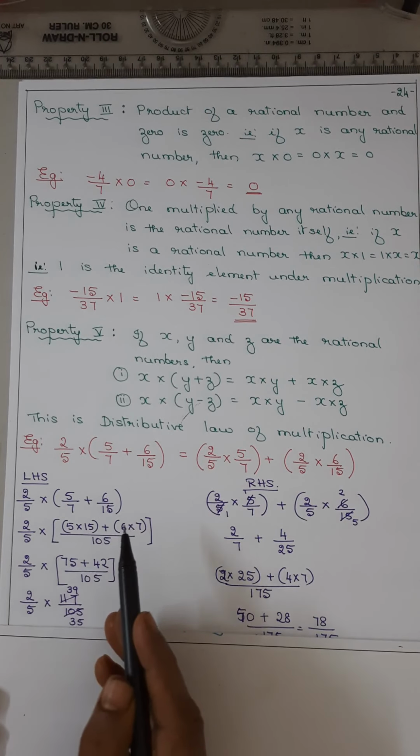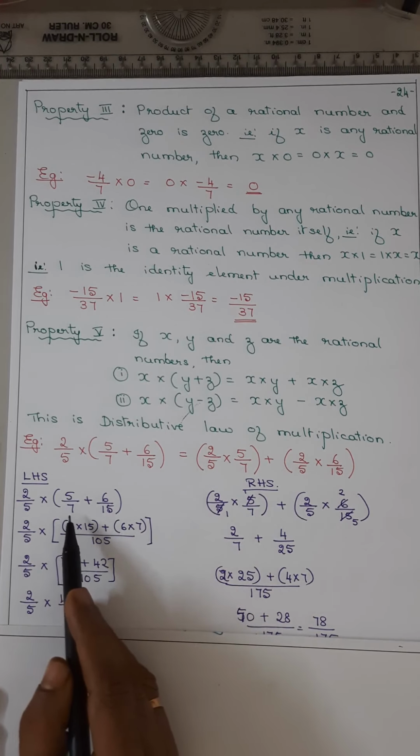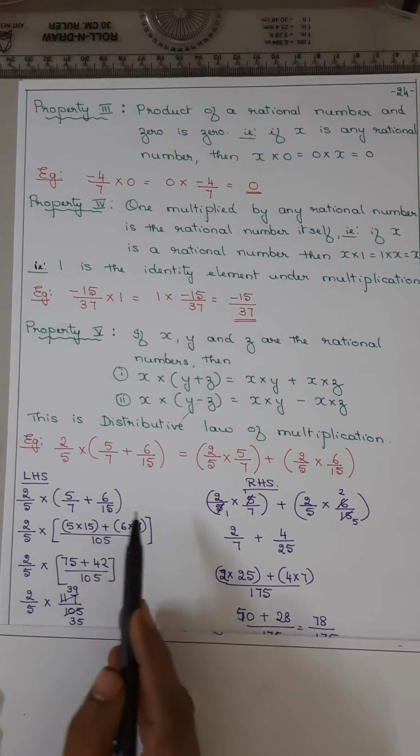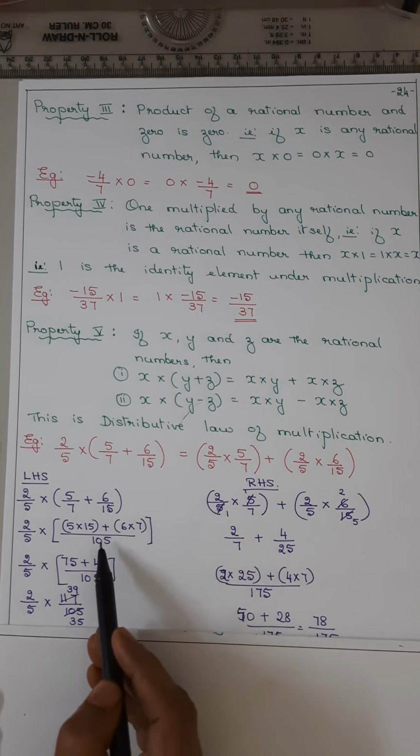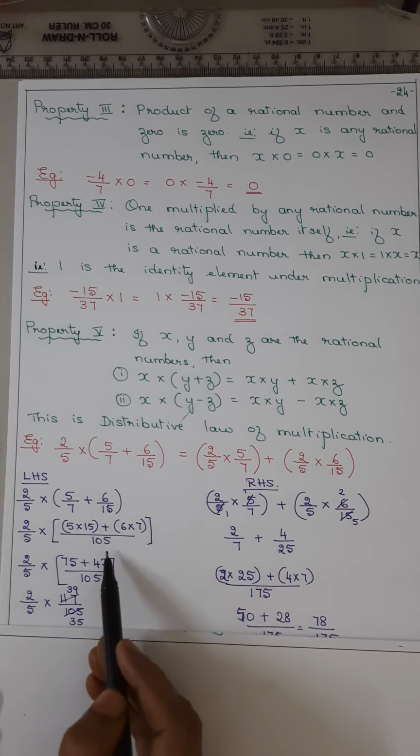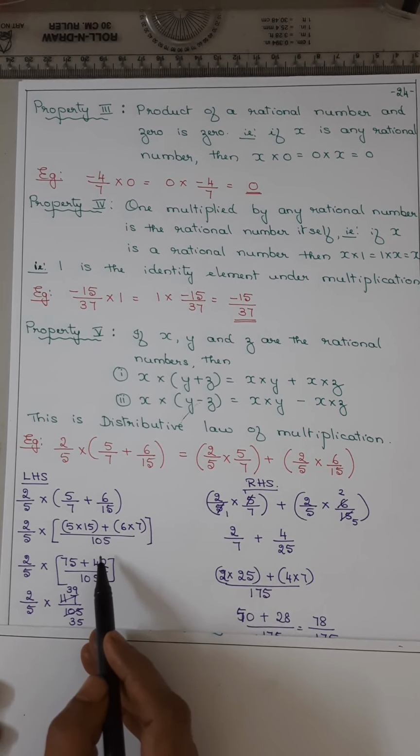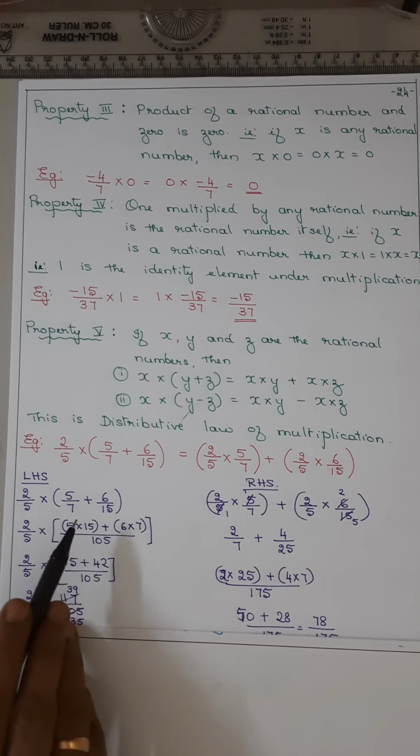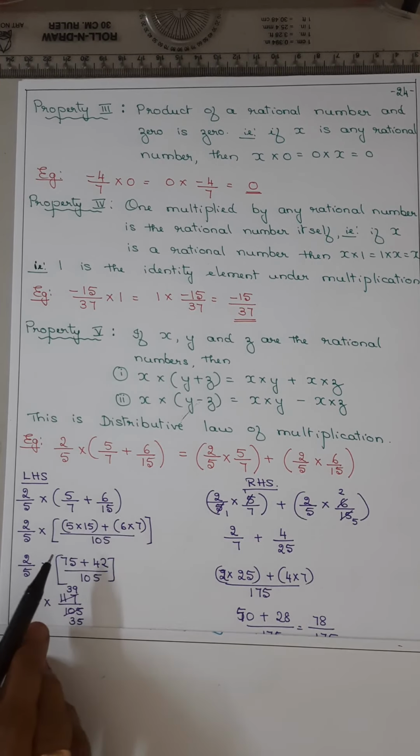In the table of 7, a number ending with either 5 or 0. 7 5s are 35, that is not it. 7 10s are 70, that is also not it. 7 15s are 105. So the LCM is 105. So 5 into 7 15s are 105 plus 6 into 15 7s are.